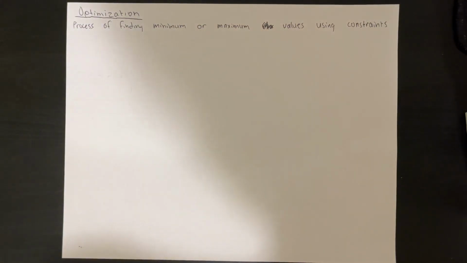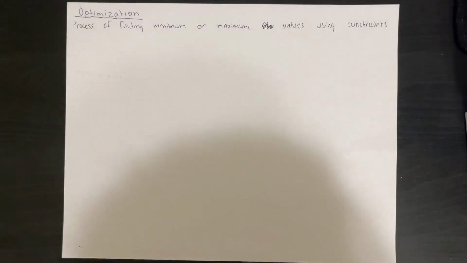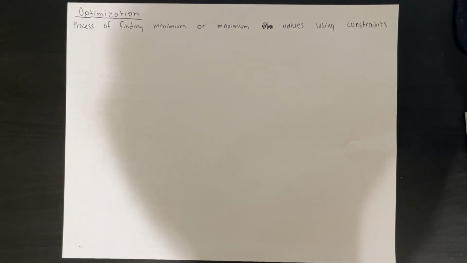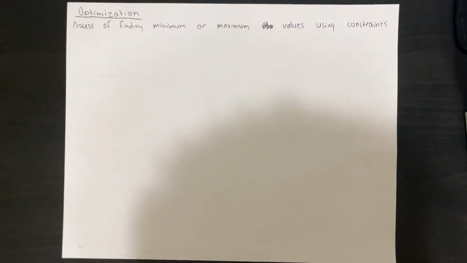Today we're going to look at optimization, the process of finding minimum or maximum values using constraints. Let's look at some guidelines or steps.